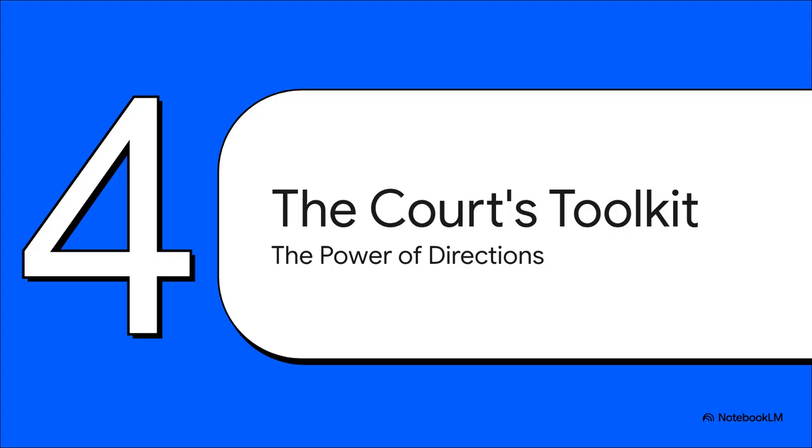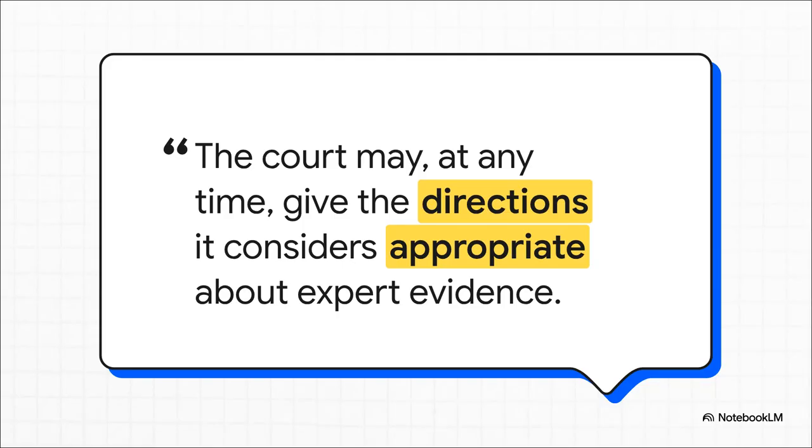Okay, now we get to the really practical stuff. How does the court actually manage all this expert evidence? It all comes down to the power to give directions. This one sentence from Rule 427.1 is just incredibly powerful. It gives the court massive, flexible authority to control expert evidence. And notice those three little words, at any time. The court can jump in and do this whenever it wants, even without a party asking.